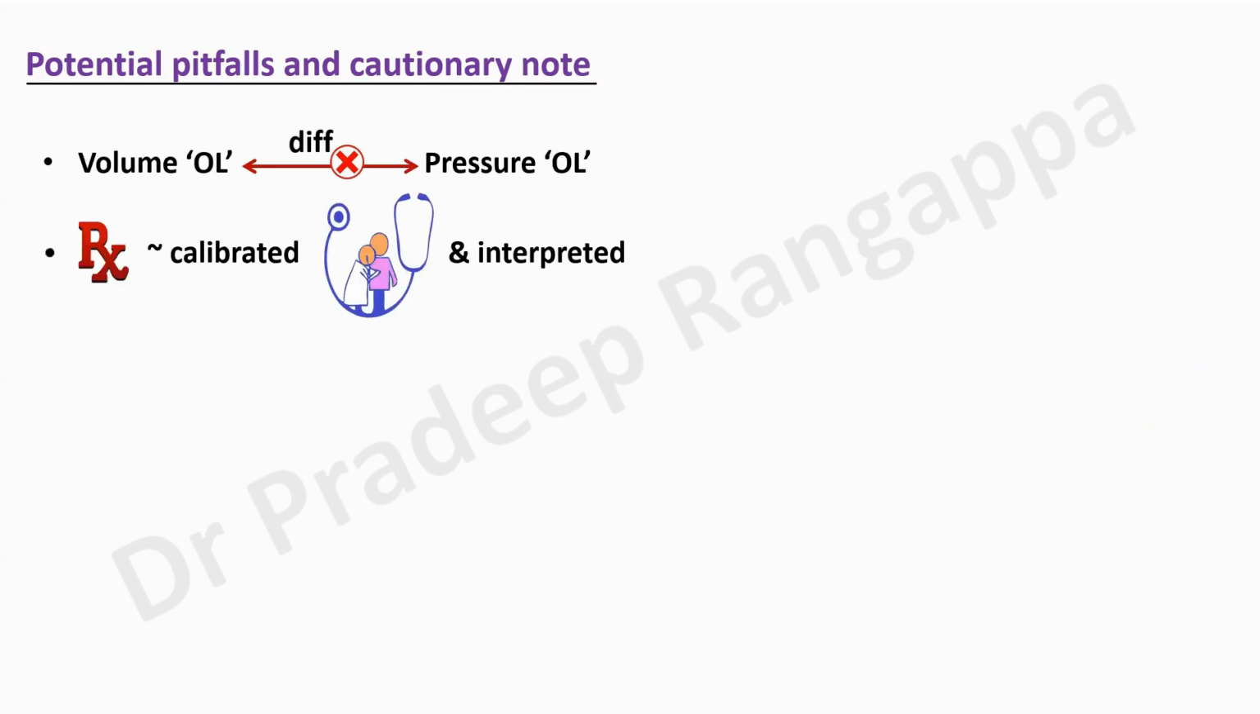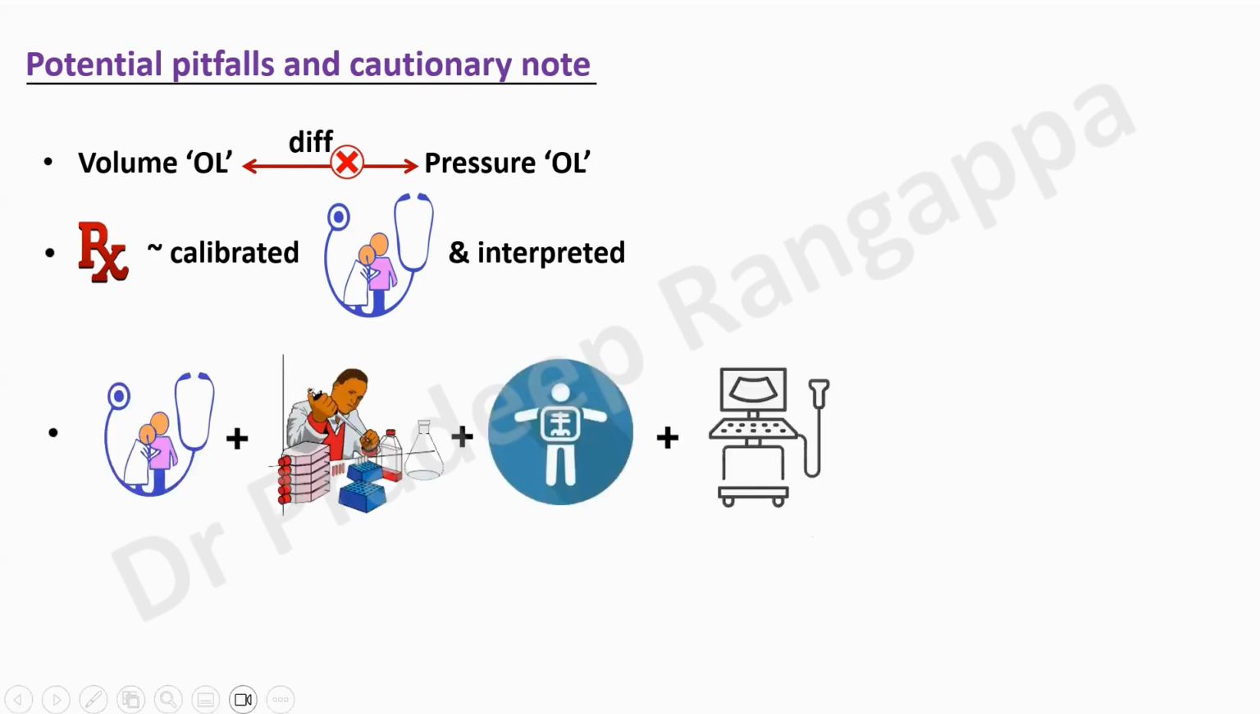So now there are certain potential pitfalls and cautions that one needs to have. VExUS will not be able to differentiate between volume overload and pressure overload. And as for all intensivists, treatment has to be calibrated in the context of the patient's clinical situation, and VExUS has to be interpreted in the context of the patient's underlying clinical condition. Most important lesson for intensivists, don't look at VExUS in isolation. It has to be in conjunction with good clinical examination, lab parameters, imaging, and echo assessment.